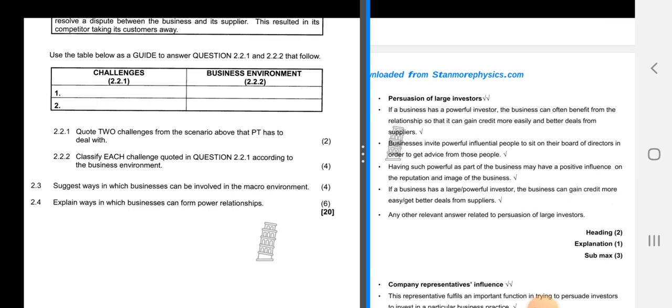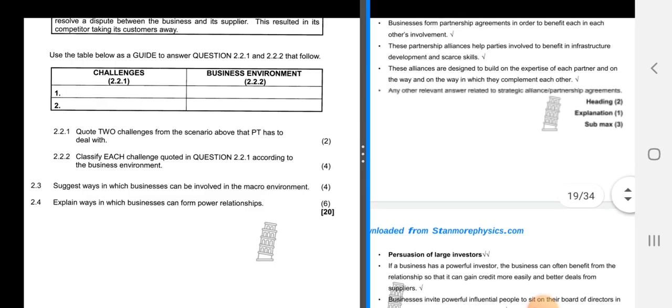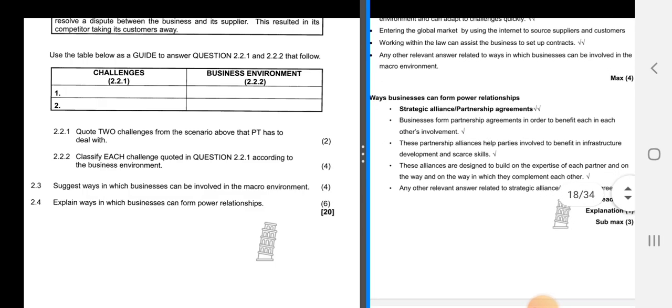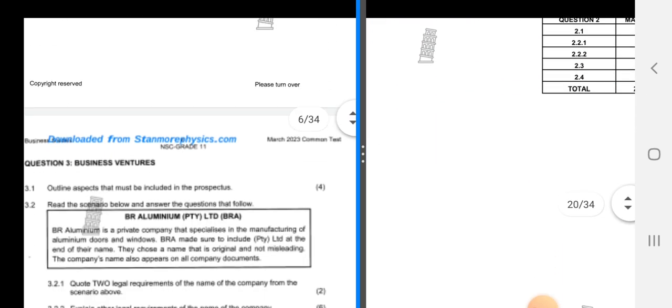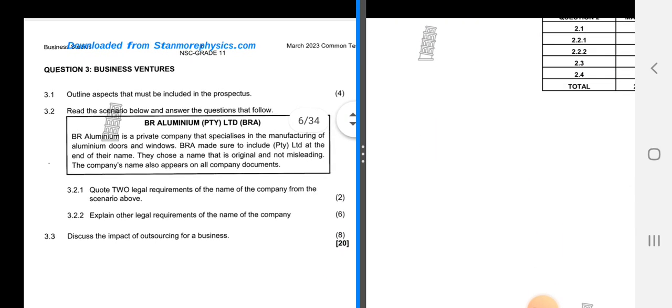Or persuasion of large investors, getting large investors to invest in the business. Or strategic alliance and partnership agreements. So let's go to number 3.